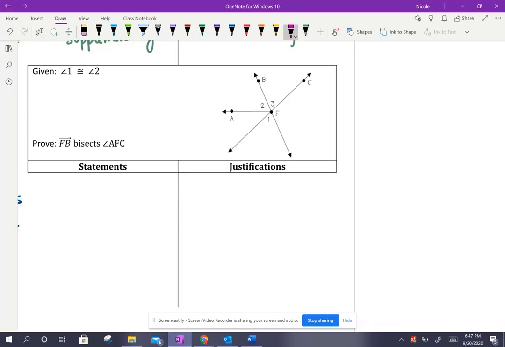All right, so I'm going to do one more example for you, and then you will have the rest of the homework. I will post a key to what the homework looks like on It's Learning, so that way you can go and check your responses, just like we did when we did proofs in Unit 1.